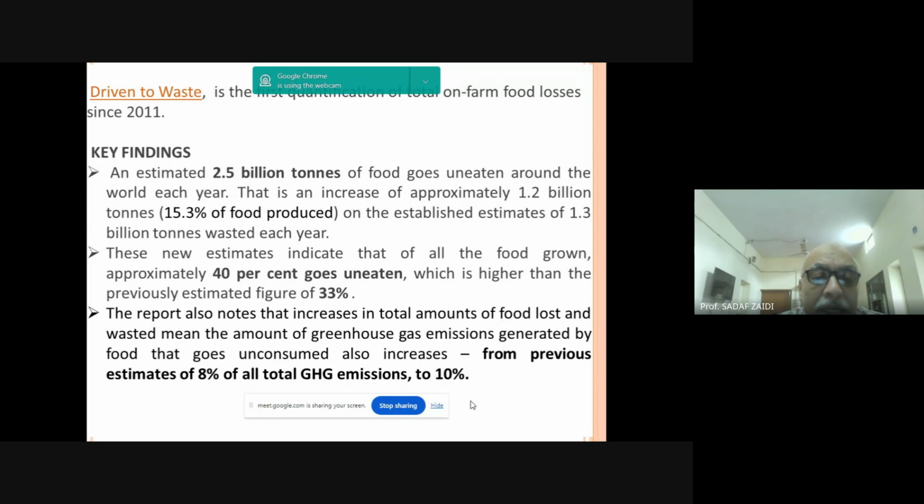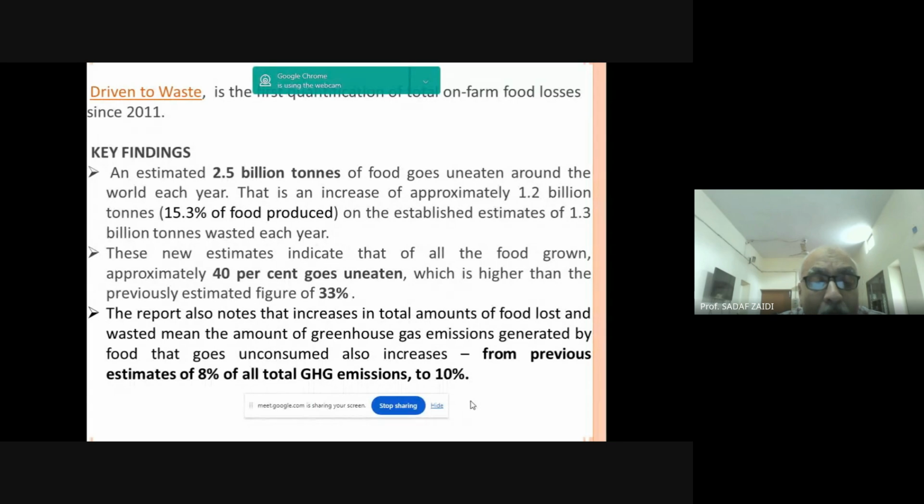that goes uneaten. Then this report also notes that increases in the total amount of food lost and wasted mean the generation of greenhouse gas emissions. Greenhouse gas emissions are responsible for the global warming that we are experiencing.